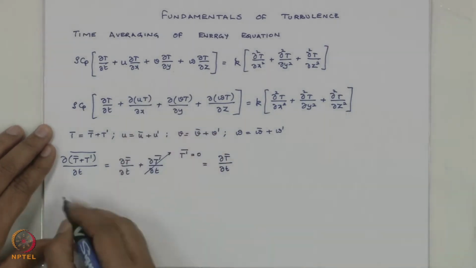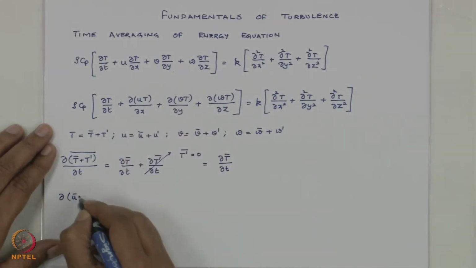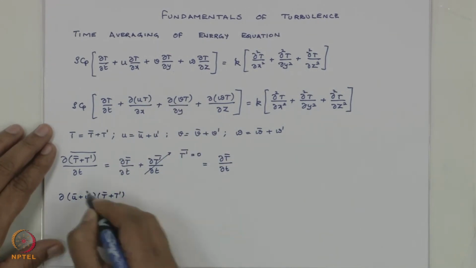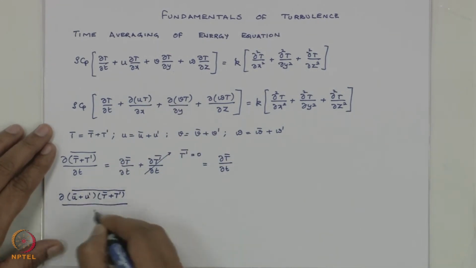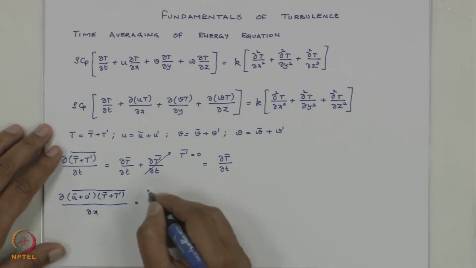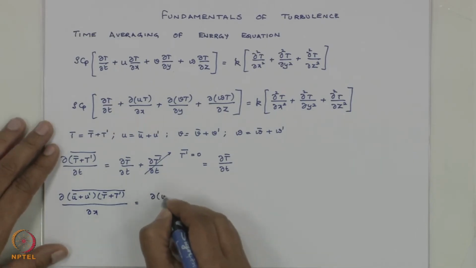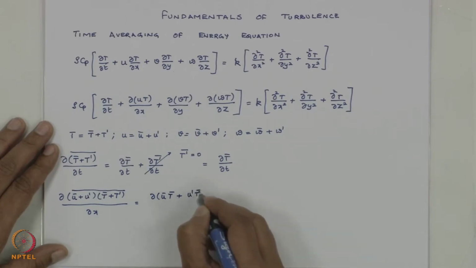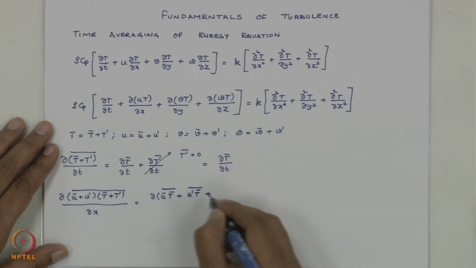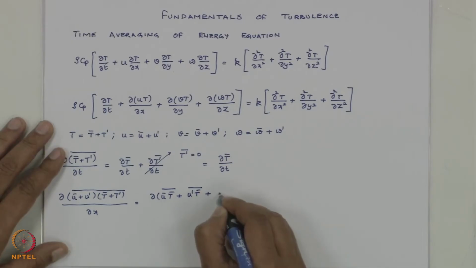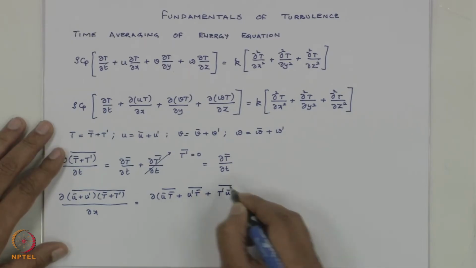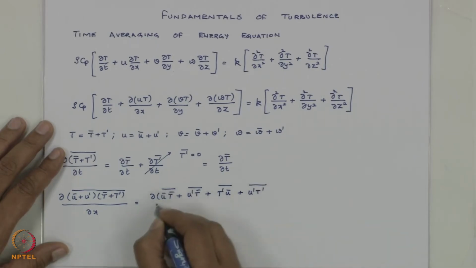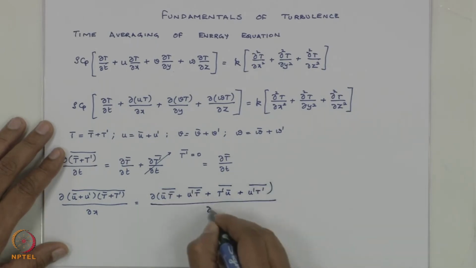So now next term, del of u bar plus u prime into T bar plus T prime bar upon del x. So you get del of u bar T bar plus u prime T bar plus T prime u bar plus u prime T prime bar upon del x.